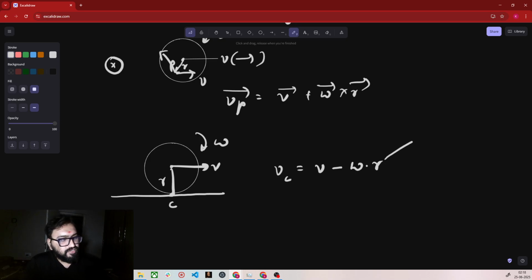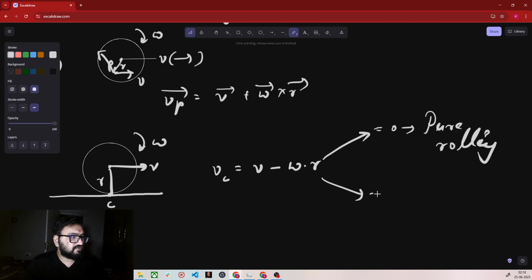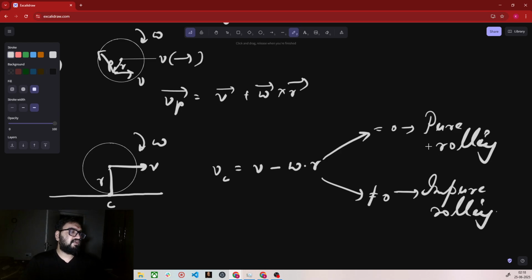If it is equal to 0, then that case is called pure rolling. And if Vc is not equal to 0, in that case we have sliding or impure rolling. In case of pure rolling, this point C is the instantaneous axis of rotation as well.